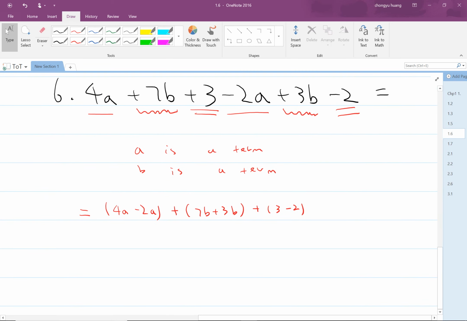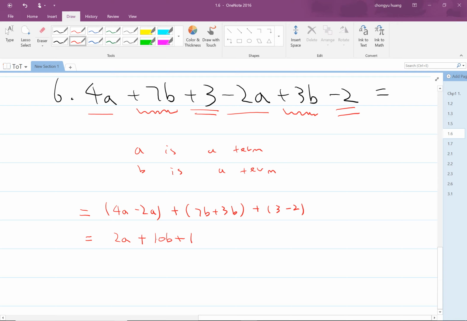And then after that, you need to simplify a little bit. 4a minus 2a is actually 2a, right? And then plus 7b plus 3b is actually equal to 10b, right? And then you got that integer 3 minus 2, which is 1. And right now you have the solution, right?